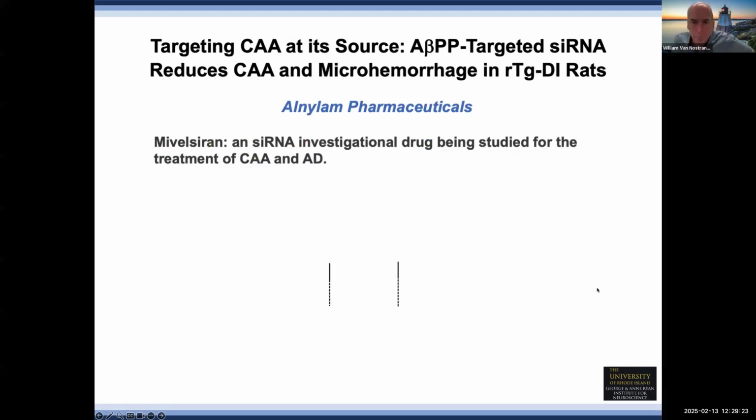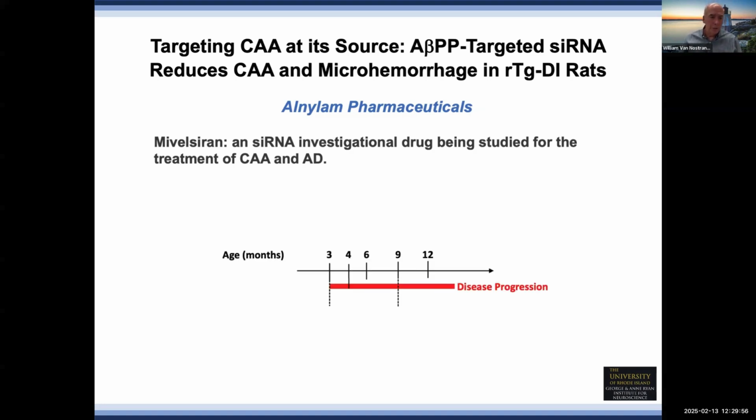So I'd just like to present very briefly here some utility of this model that we've used to do some preclinical testing. This was a study that was done in conjunction with Alnylam Pharmaceuticals. They have their compound here, mivelsiran, which is an siRNA investigational drug being studied for the treatment of CAA and AD. And this is a drug that's targeting APP expression. Again, the idea of trying to lower APP expression in the disease.